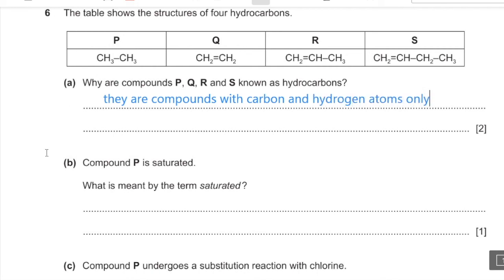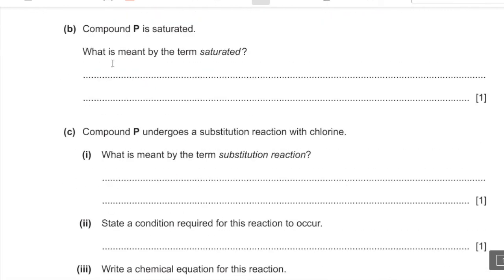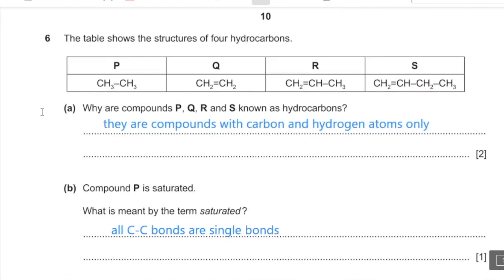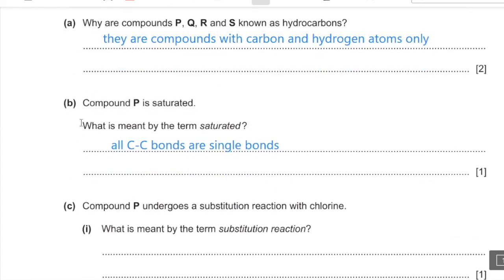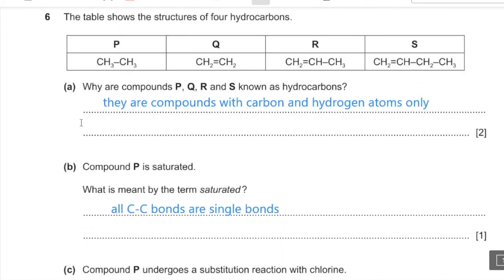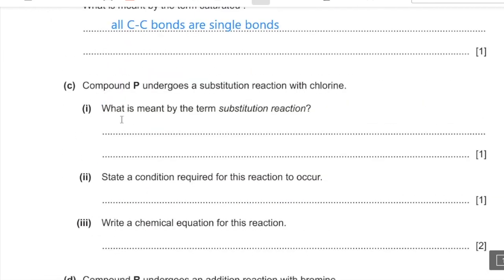B. Compound P is saturated. What is meant by the term saturated? That means it has all carbon to carbon single bonds. C. Compound P undergoes a substitution reaction with chlorine. So P is ethane, which undergoes a substitution reaction with chlorine.